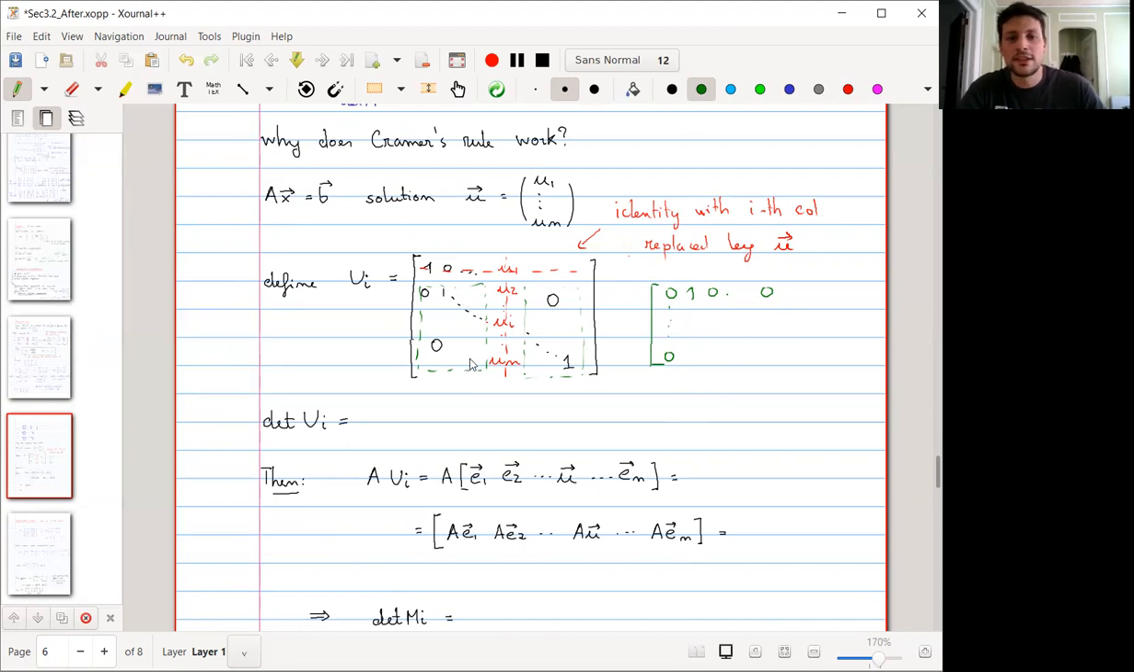So we get something that looks like the identity, but with one column of zeros.